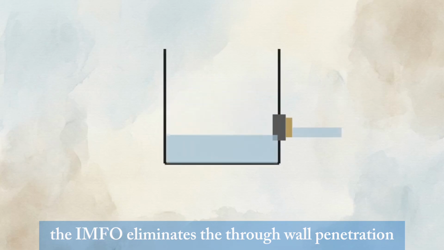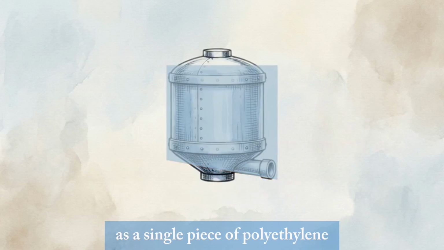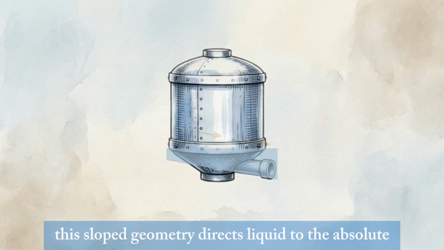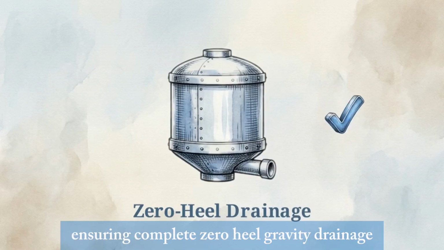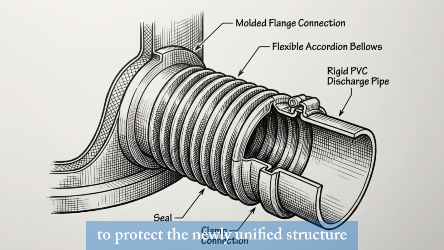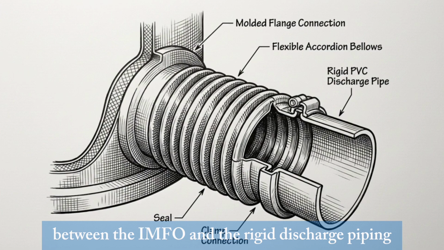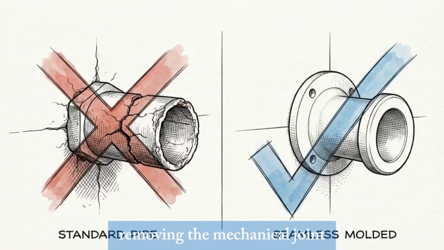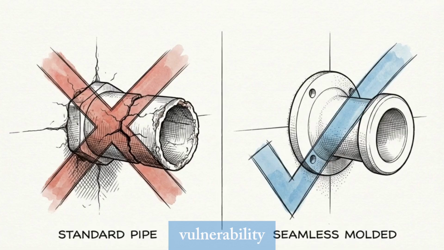The IMFO eliminates the through-wall penetration. The outlet flange is molded continuously into the sloped floor as a single piece of polyethylene, removing the vulnerable mechanical joint entirely. This sloped geometry directs liquid to the absolute lowest point, ensuring complete zero-heel gravity drainage. To protect the newly unified structure, the system requires a bellows transition fitting between the IMFO and the rigid discharge piping to decouple any external vibration from the tank body. Removing the mechanical joint and the chemical heel simultaneously solves the physical stress failure and neutralizes the continuous degradation vulnerability.